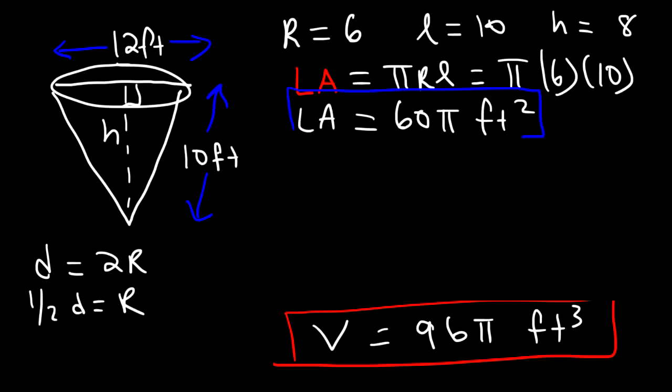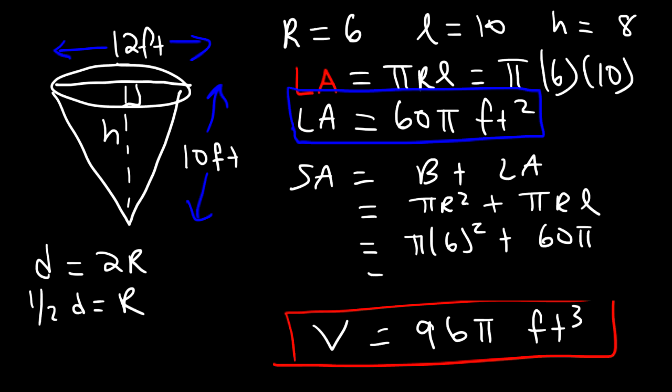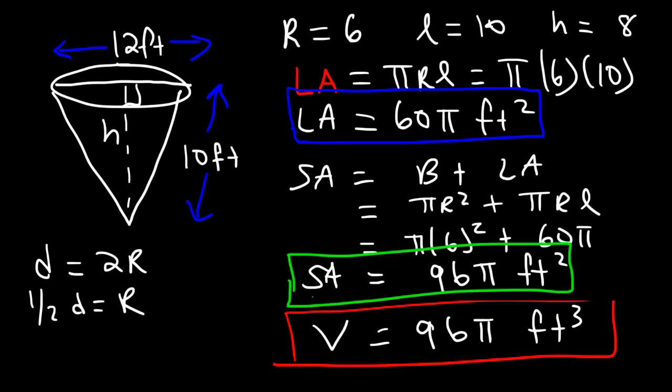Now the last thing we need to do is calculate the surface area. So keep in mind that's going to be the area of the base plus the lateral area. So that's pi r squared plus pi RL. So it's pi times 6 squared plus 60 pi that we got before. 6 squared is 36. 36 plus 60 is 96. So it turns out that the surface area and the volume are the same in this problem, but the units are different. In the case of the surface area, we're dealing with square units or square feet, but for volume it's cubic feet.